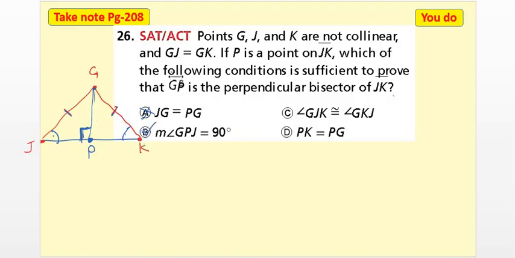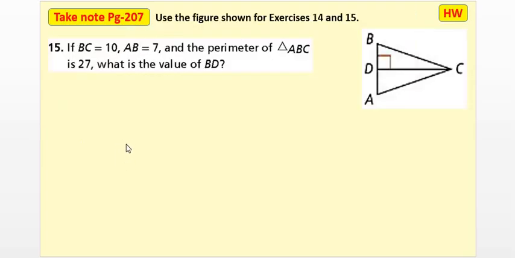So this is the correct option, right? And next they say PK equals PG. Where is PK? This one is equal to PG. No, we don't have this information. This one is also wrong. So this is the correct option that will help us to say that yes, GP is the perpendicular bisector of JK. Clear? Here is the homework question.